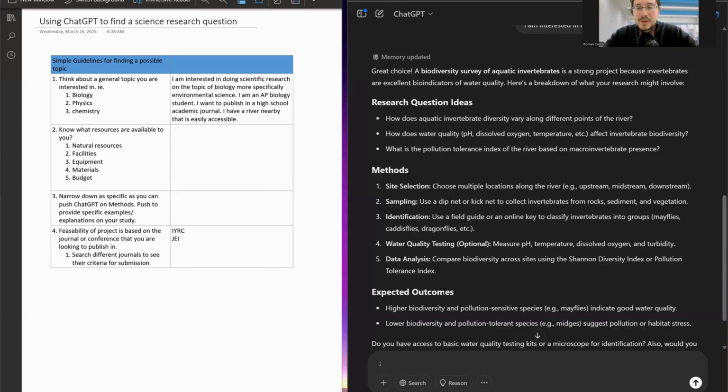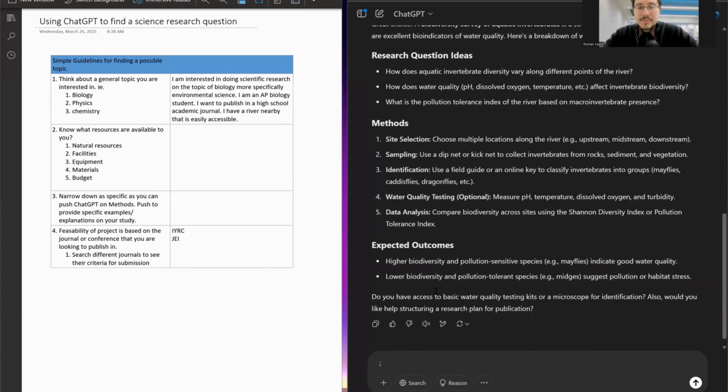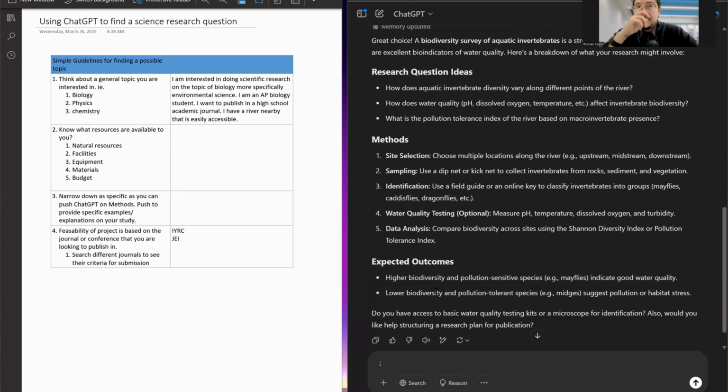Okay. My apologies for that. So then, yes, data analysis: comparing biodiversity across sites using Shannon Diversity Index or Pollution Index. And if you don't understand what that is, again, ask ChatGPT. Can you explain what number five of the methods is about?